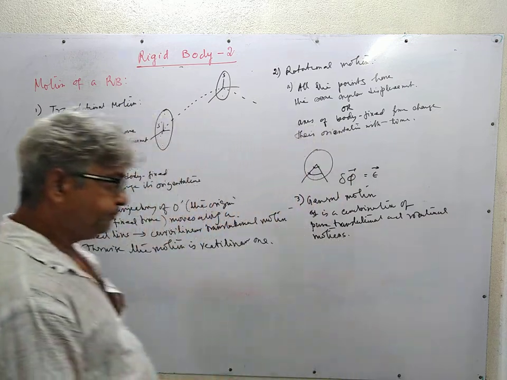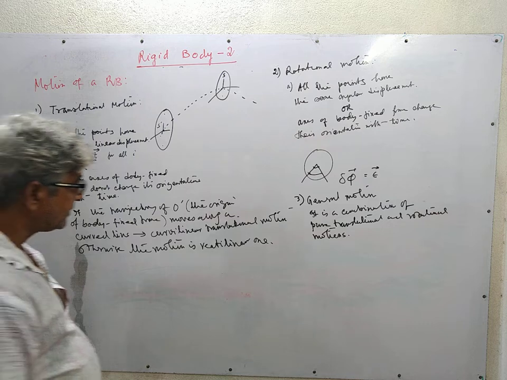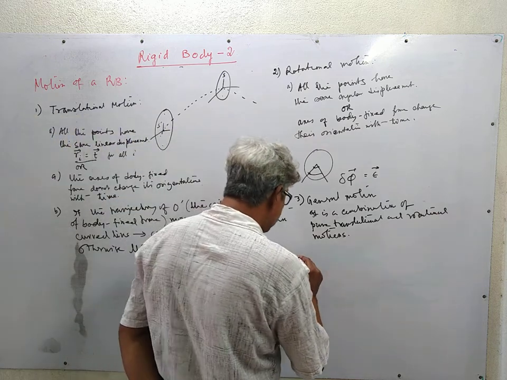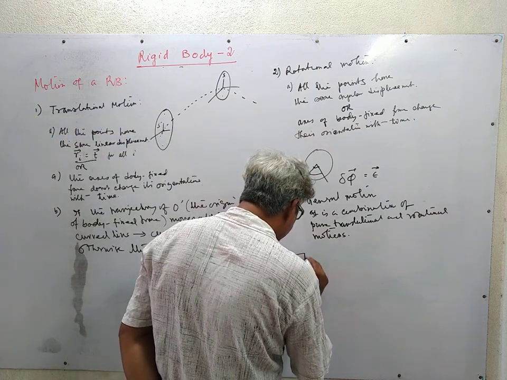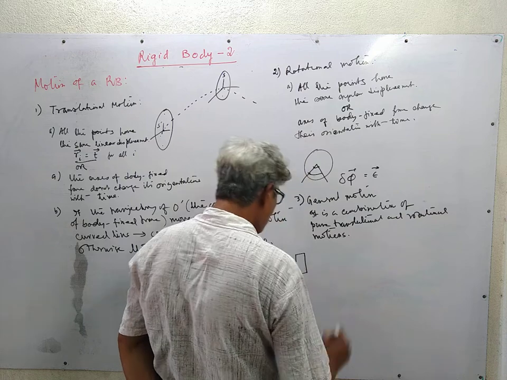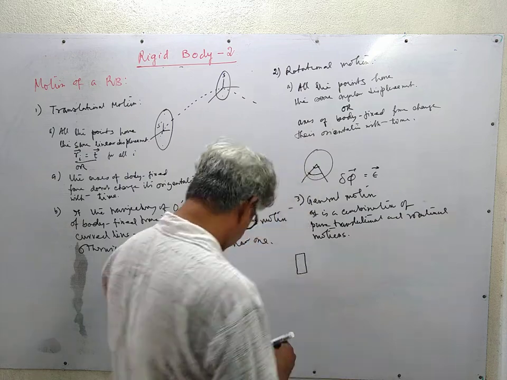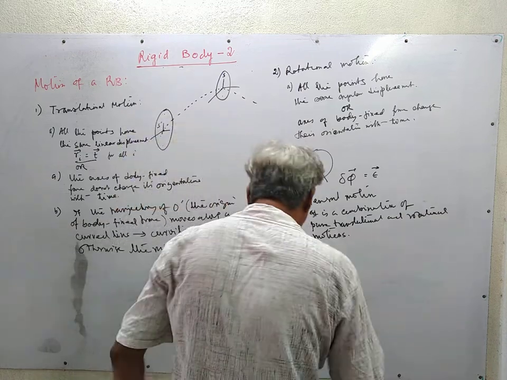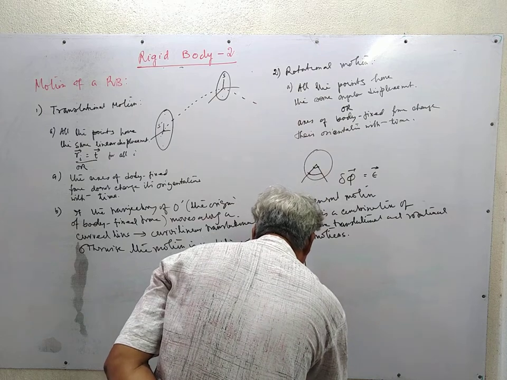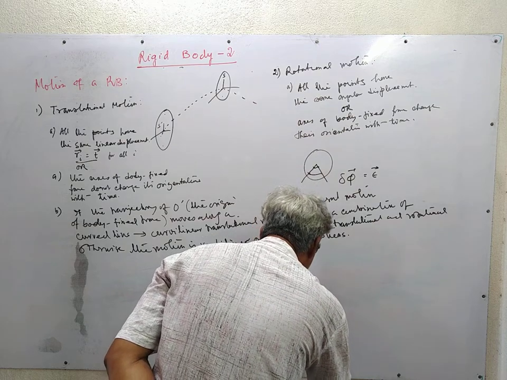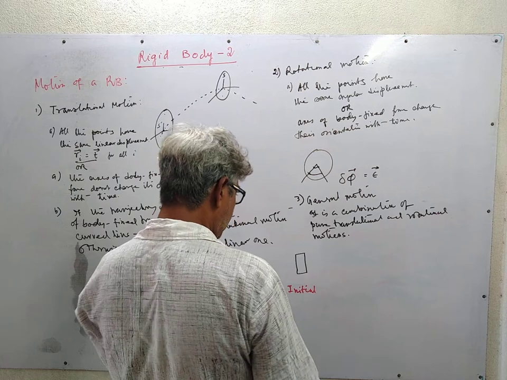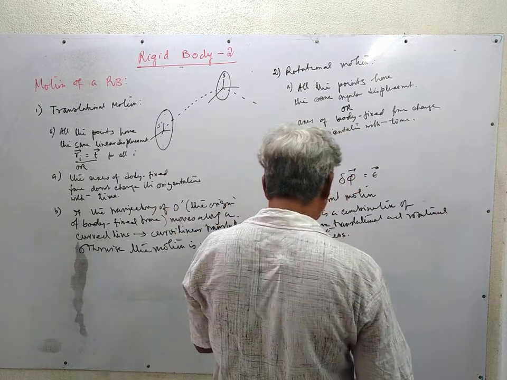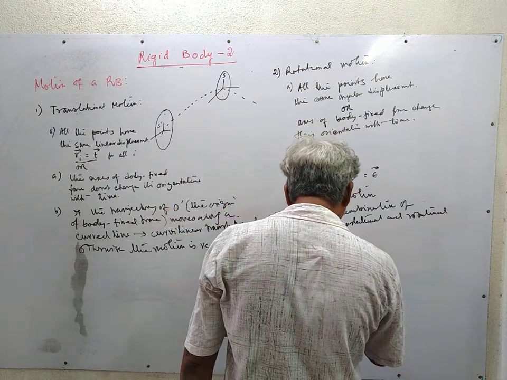That is, if we consider a rigid body, for the sake of simplicity, say we consider a rigid body like this. It is its initial configuration. It was initially over here, and finally let the body move to over here.